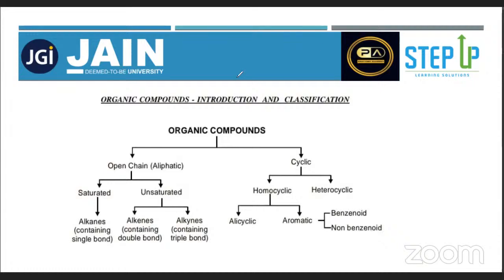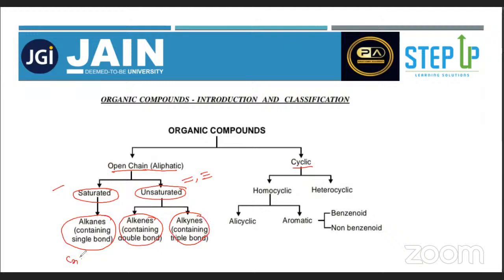I have given you this; we have separate slides for everything. Now, organic compounds are broadly separated as open chain and cyclic. Open chain compounds can be saturated, which means they have single bonds, or unsaturated, which means they can have double bonds, triple bonds and so on. Alkanes contain single bonds, alkenes contain double bonds, and alkynes contain triple bonds.